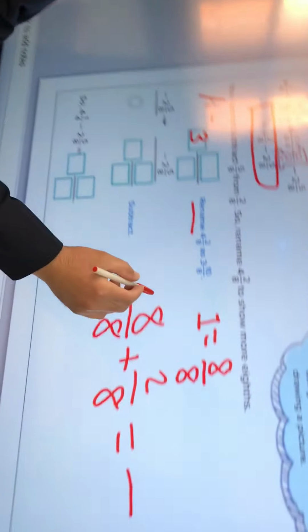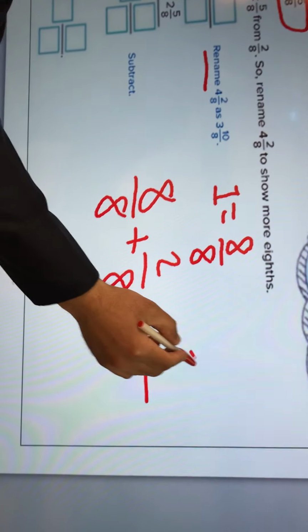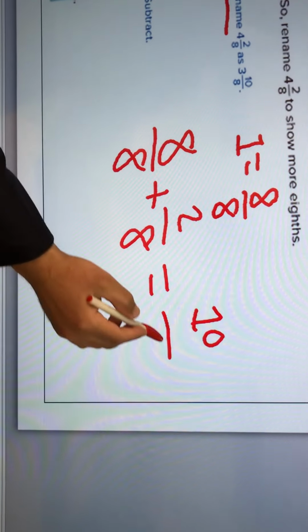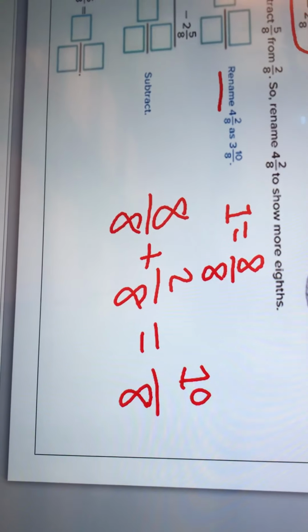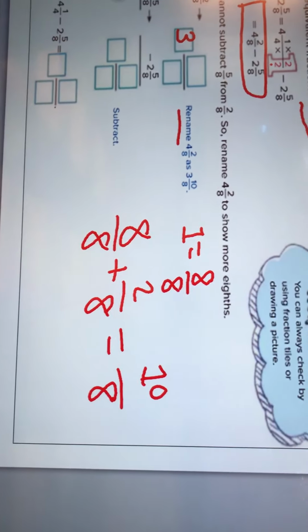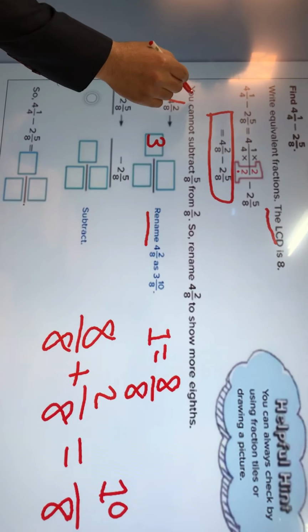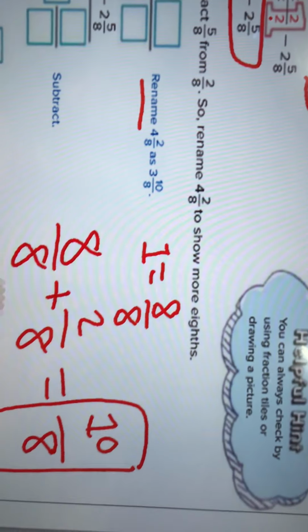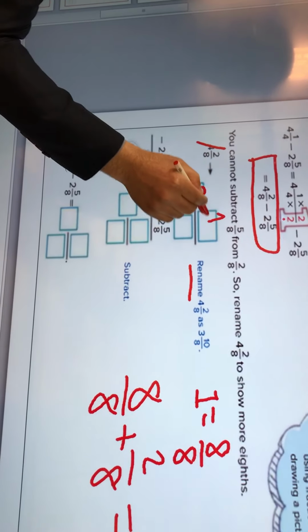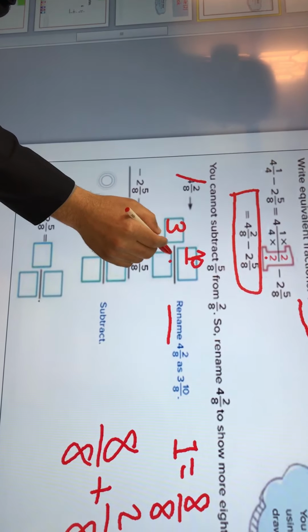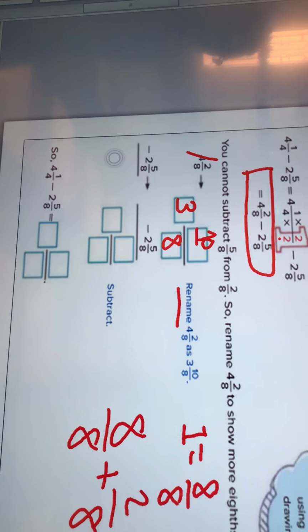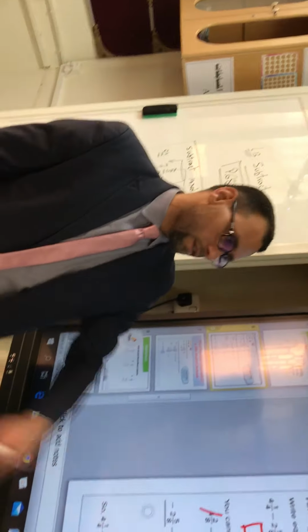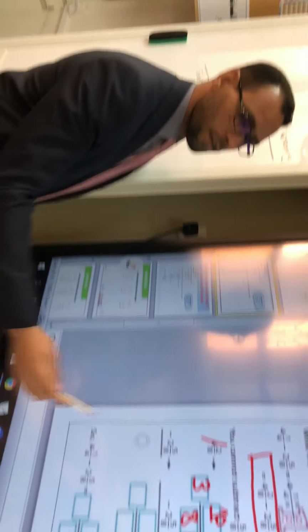You are right. 8 plus 2 is 10. Keep the denominator without any change. Okay? Now this 4 and 2 out of 8 will be 3, and what will the new fraction be? Yes, 10 over 8, or 10 out of 8. Now I can subtract normally. They are like fractions already, right? Okay. Now normally subtract. Who can start with me?